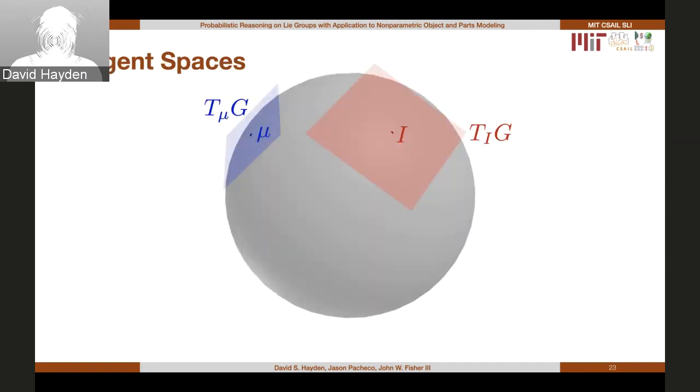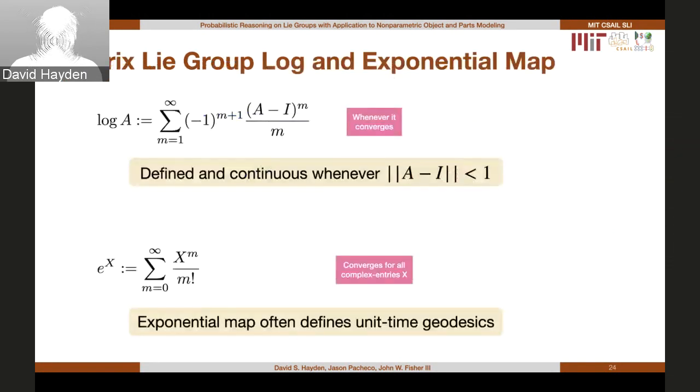So what we need to do is talk about tangent spaces. In particular, these are local linear approximations about the neighborhood of some element in the Lie group. And once we have this tangent space, then we can stick any normal linear vector space style distribution in that tangent space and work with that, and map to and from the tangent space to get distributions over the manifold.